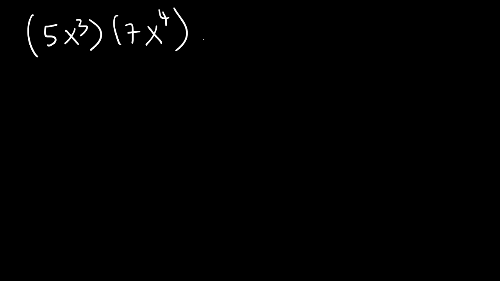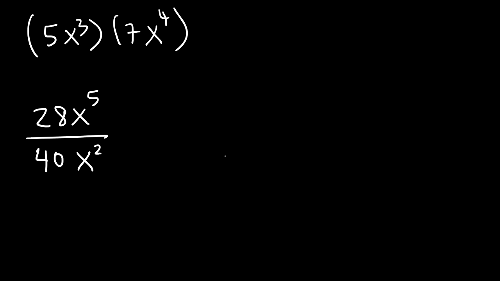So here are some examples that you could work on. Go ahead and simplify these problems. Let's say we have 5x cubed times 7x to the 4th. And then 28x to the 5th divided by, let's say, 40x squared. And 3x to the 4th raised to the 2nd power.